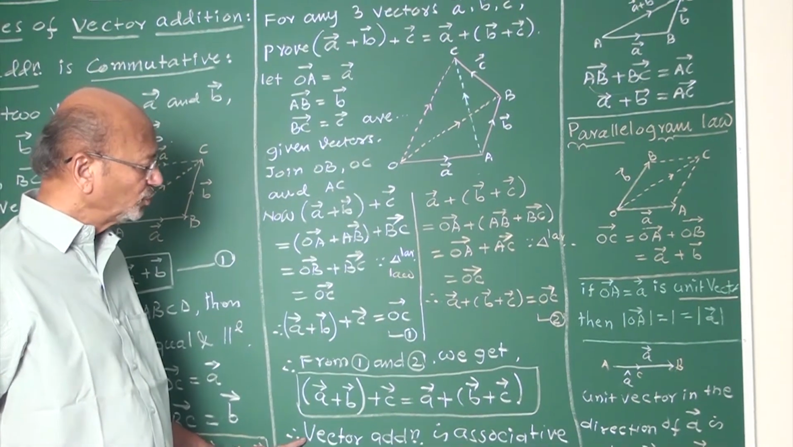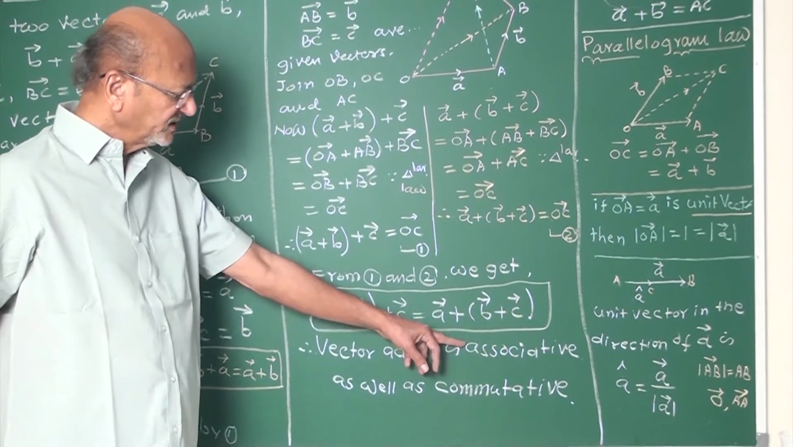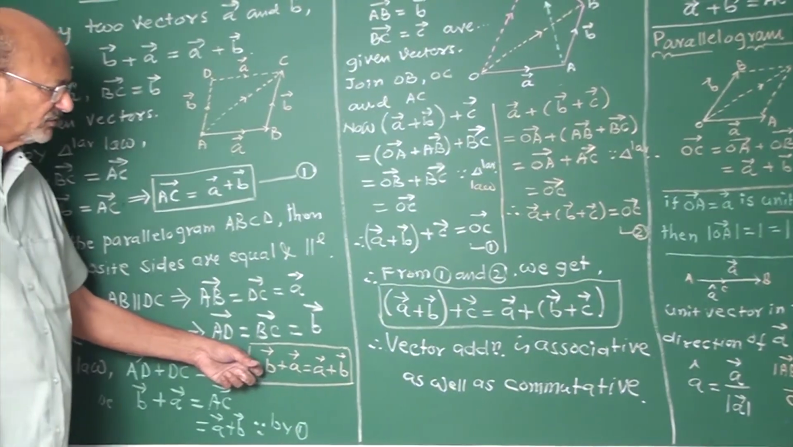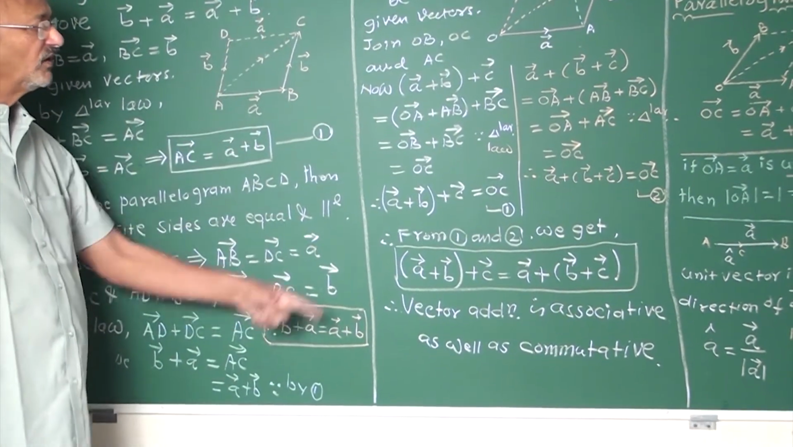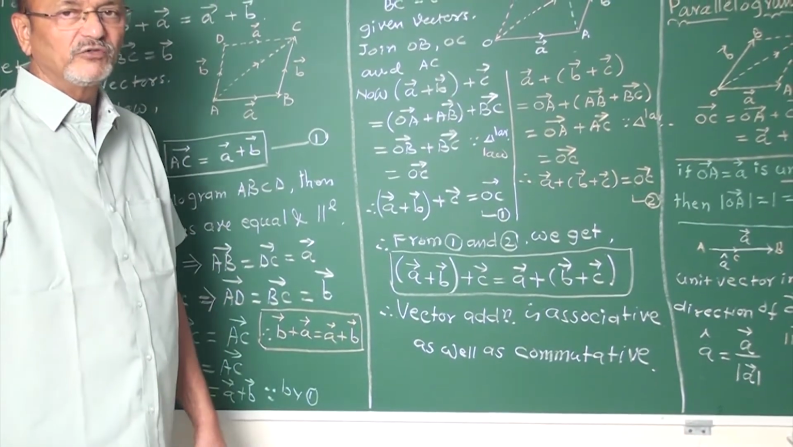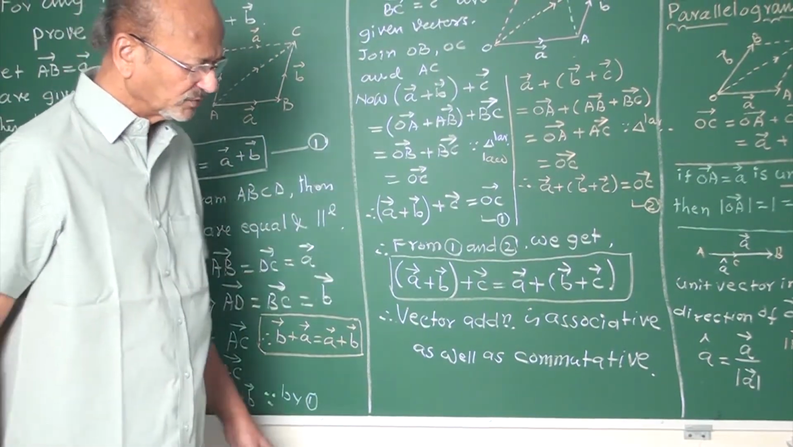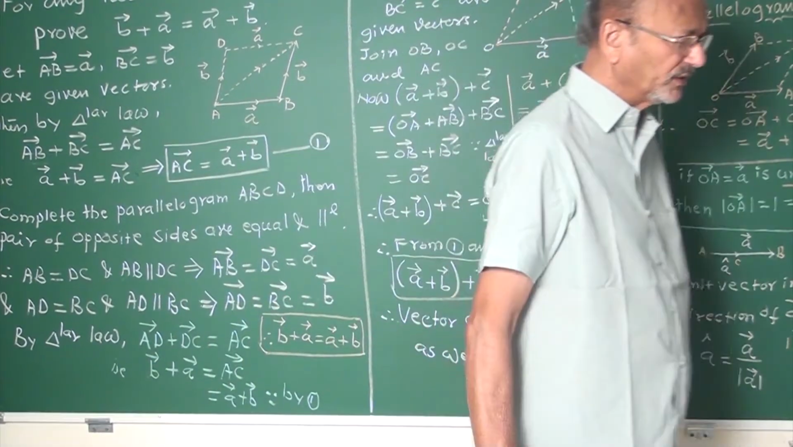Therefore, this proves that vector addition is associative. And by the earlier result, it is commutative. Therefore, vector addition is both commutative and associative. Yes, my friends. I give 2 minutes. Copy.